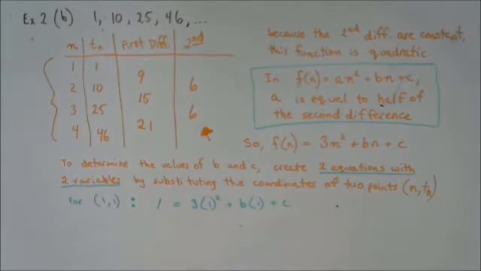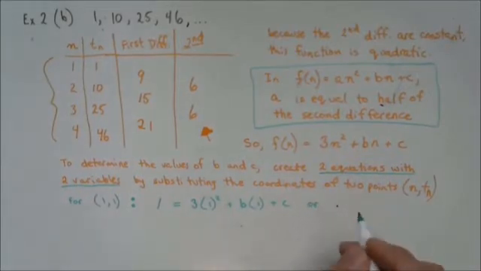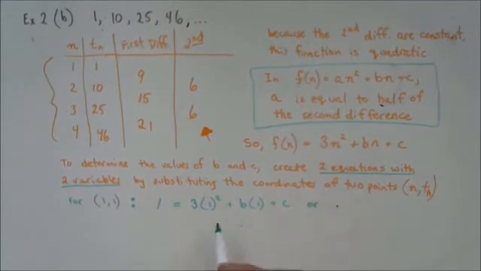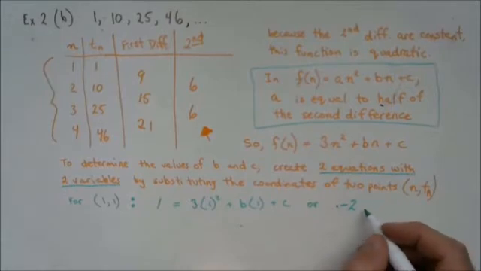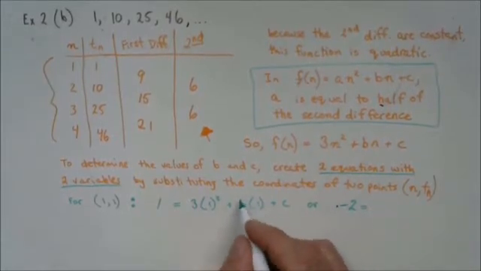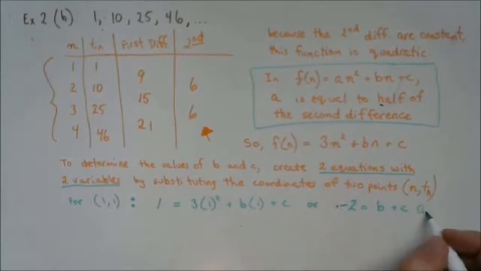And we can rewrite that by simplifying it out. 1 squared is 1. Times 3 is 3. I'm going to subtract 3 from both sides. So we've got negative 2 is equal to 1b, which is just b, plus c. We're going to call that equation 1.